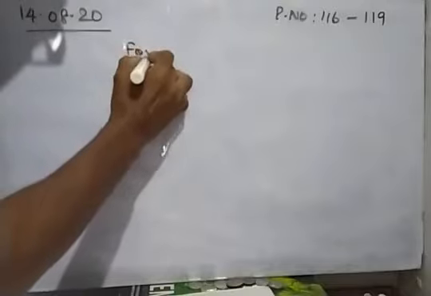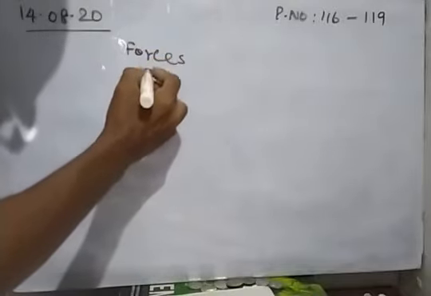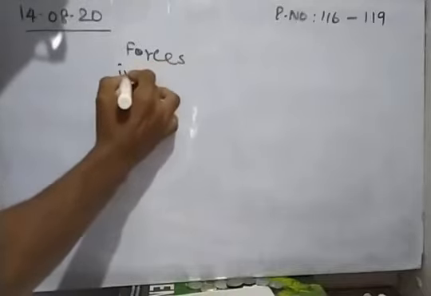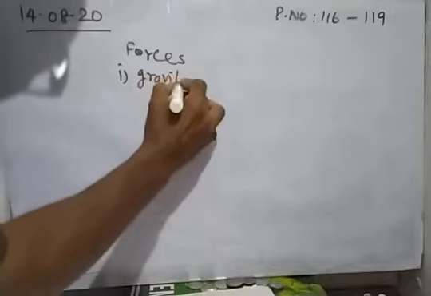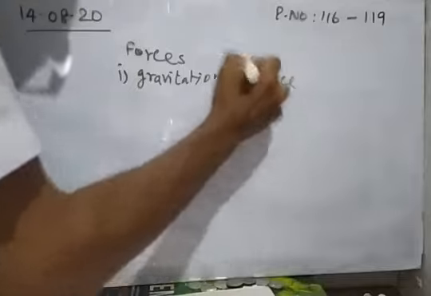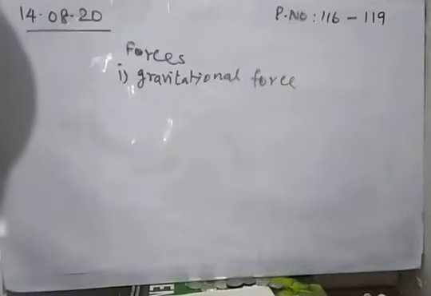Following the above steps, we fix the inertial coordinate system on the ground as shown. Right now, what are the forces acting on the mango? The first one is the gravitational force, which is acting vertically downwards.